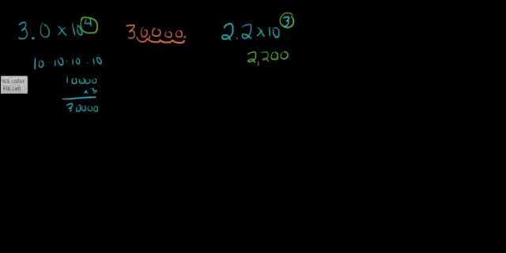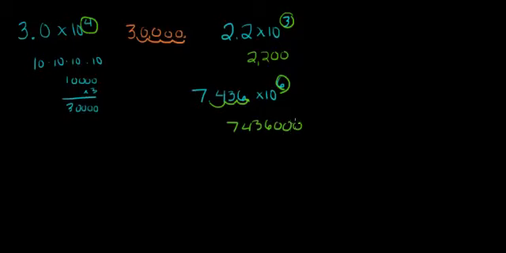If we wanted to do one more, this would be 7.436 times 10 to the 6th. Again, exponent. It's going to tell me to move the decimal 6 places. Well, I've got 1, 2, 3 places that I can move it here, so I'm going to need to add 3 more zeros. $7,436,000.